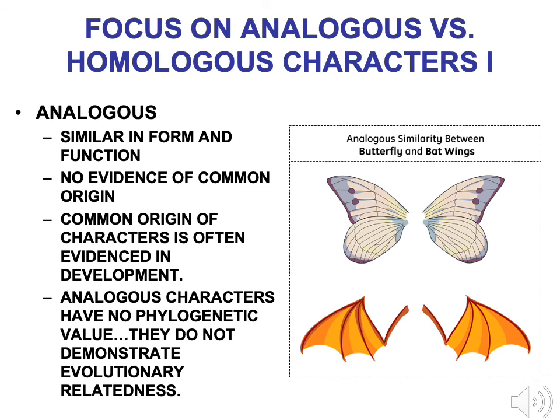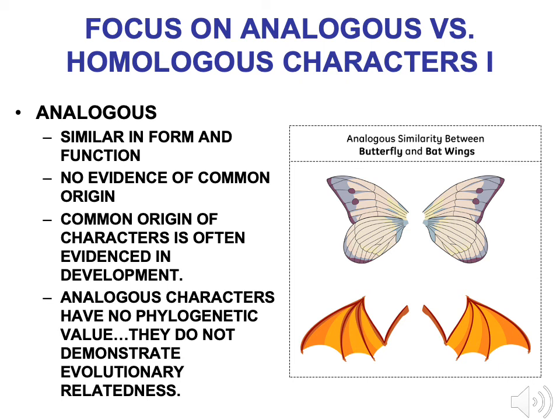Okay, let's take a look at exactly what constitutes a difference between an analogous versus a homologous character, or an analogous versus a homologous adaptation. We gave the impression on the last slide that homologous characters have evolutionary value, and that in fact is the case. So let's take a look at what analogous factors are first. Analogous characters or analogous adaptations are similar in form and function. They demonstrate no evidence of common origin.